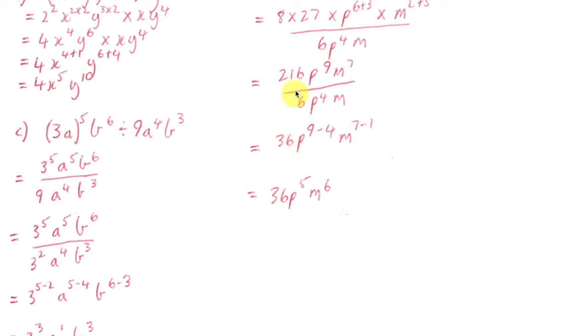And you may not have the skills just yet to be able to work that out, but after playing around with a lot more index laws, that should come a bit quicker to you. P to the power of 9 divided by p to the power of 4 becomes p to the power of 5, and m to the power of 7 divided by m to the power of 1 becomes m to the power of 6, so that's the simplified expression.